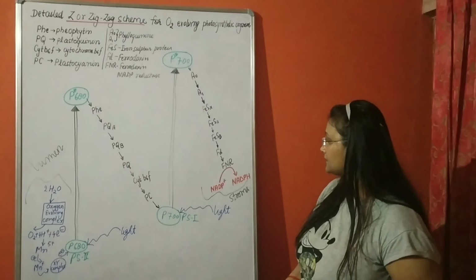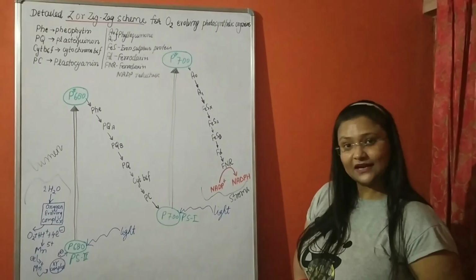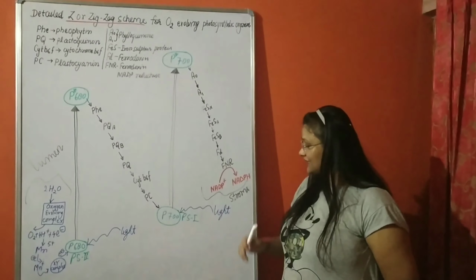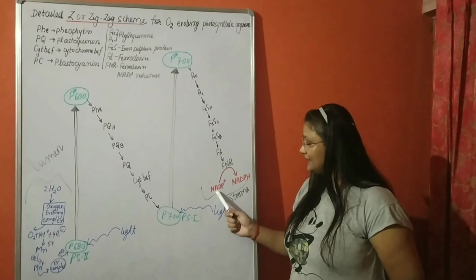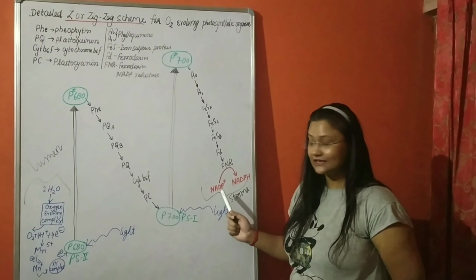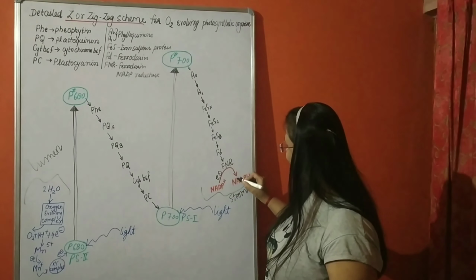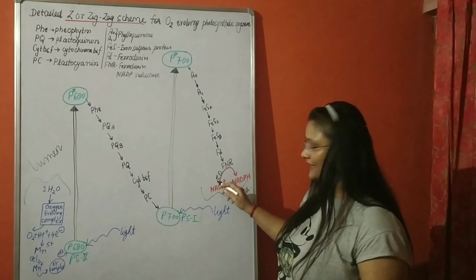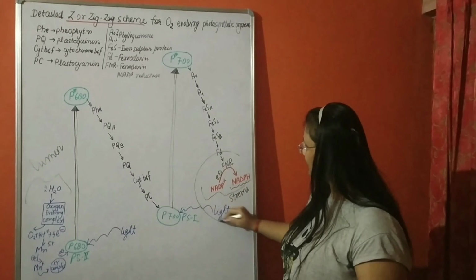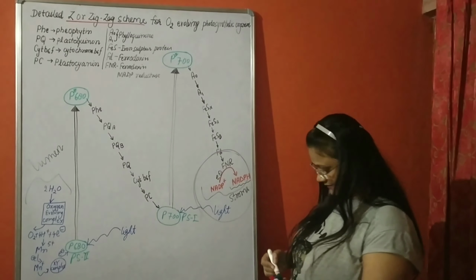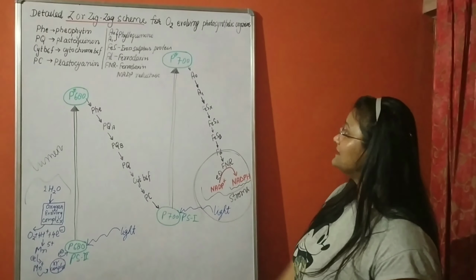ferredoxin transfers the electrons to FNR, which is ferredoxin NADP reductase. After getting the electron, it finally transfers the electron to NADP+, which is in an oxidized state. After getting the electron from FNR, it gets reduced because gaining an electron is reduction, and it forms NADPH. This particular phenomenon occurs in the stroma basically. So this is the detailed Z scheme or zigzag scheme.